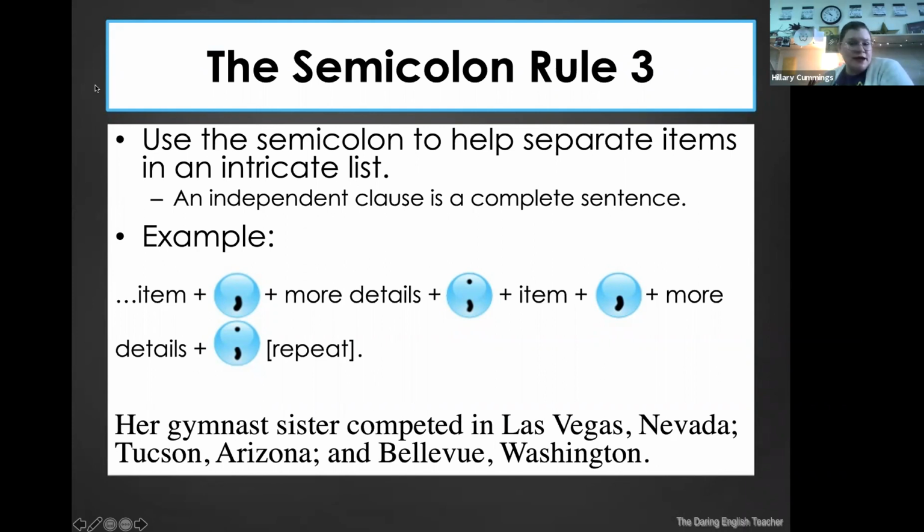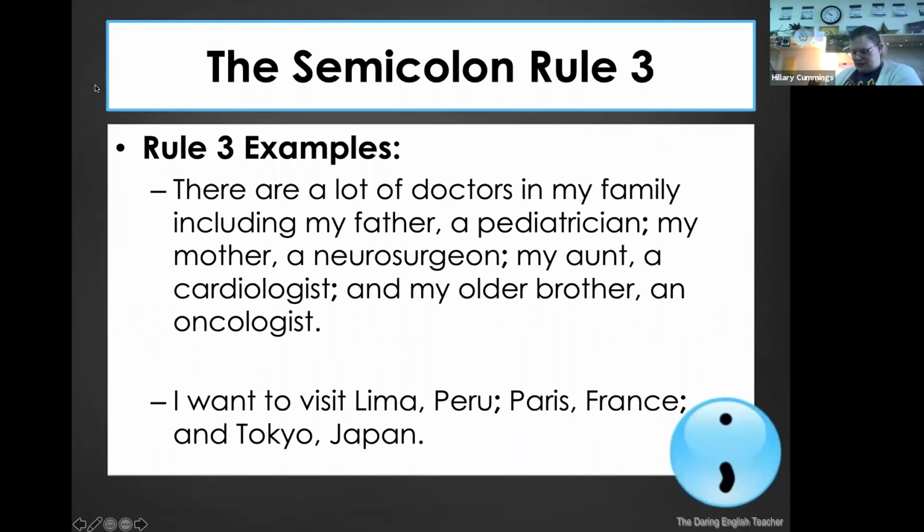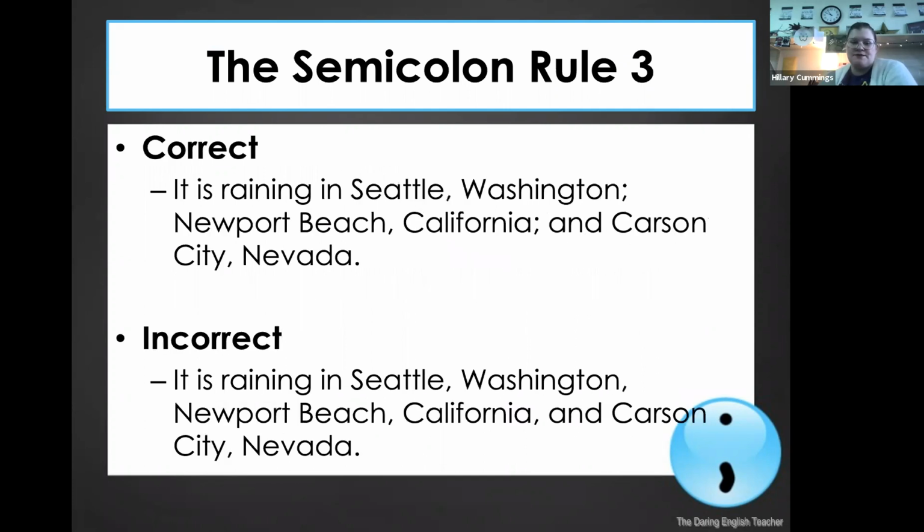Now this one's a very complicated rule. So the first couple of times that you approach it, it might be a little confusing. So here we go with another example: there are a lot of doctors in my family, including my father, a pediatrician; my mother, a neurosurgeon; my aunt, a cardiologist; and my elder brother, an oncologist. I want to visit Lima, Peru; Paris, France; and Tokyo, Japan. So remember, this is a complex list.